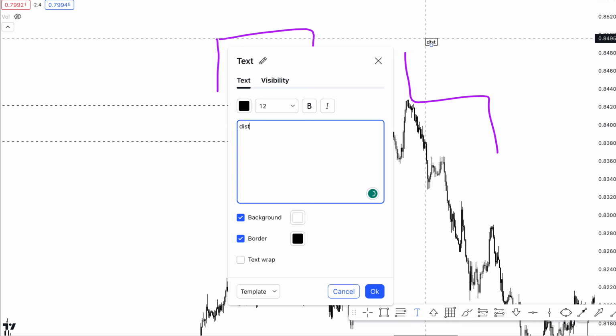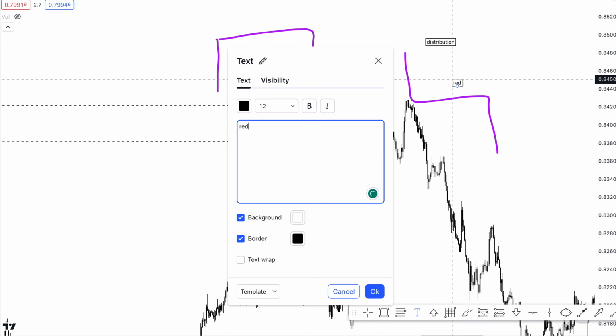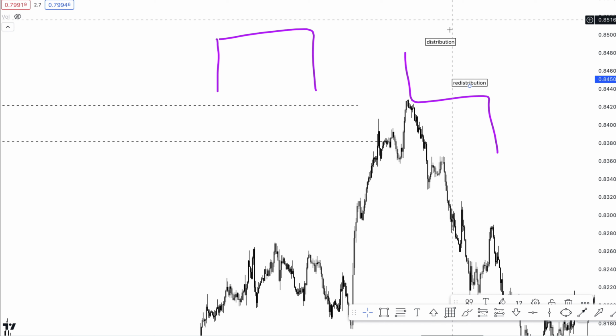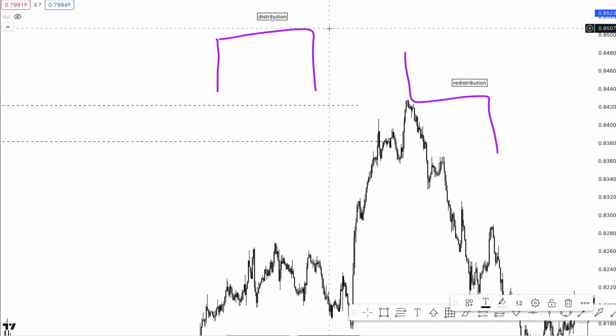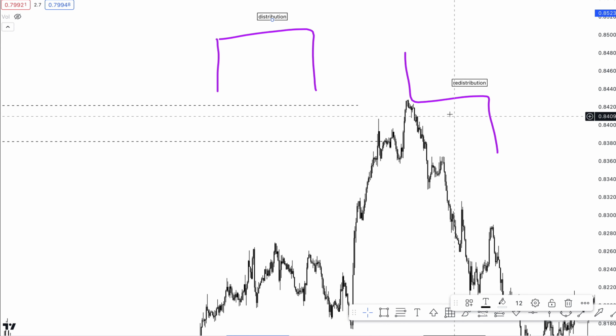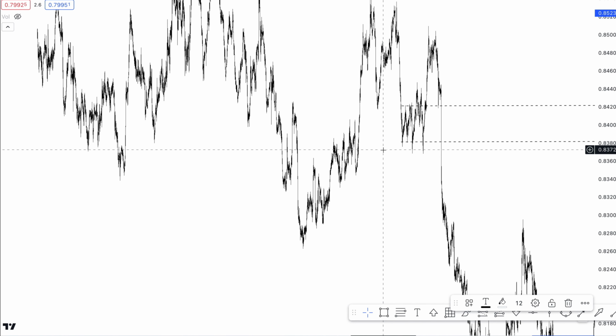So, distribution, and redistribution. So we have distribution and we have redistribution right here, okay? So distribution happens at the top of the market, and redistribution happens after we're at the top, so at the end of the peak high. And so that's what we're looking at right here on today's trade.